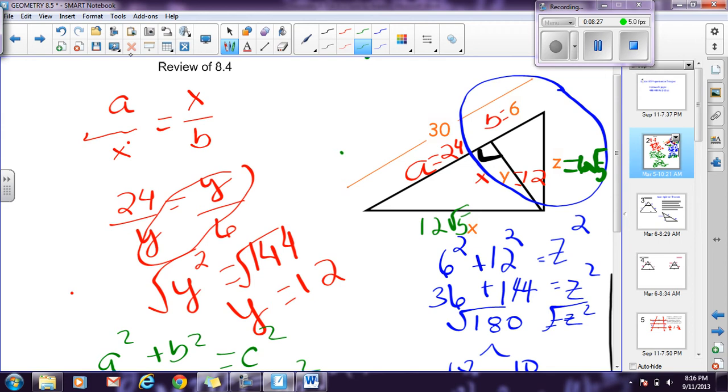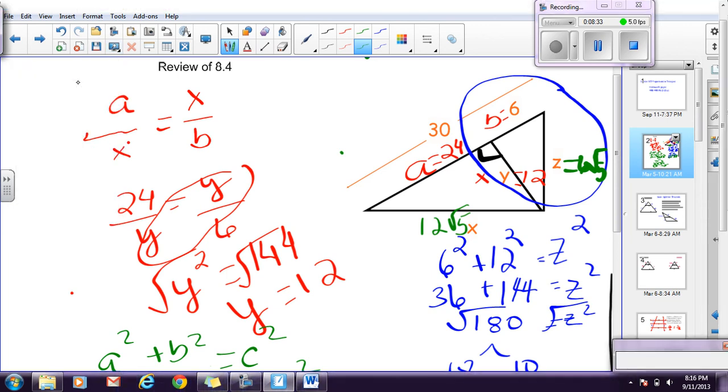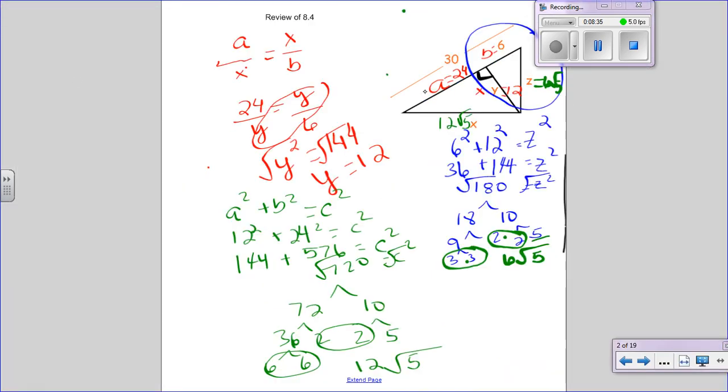There you have it. If you want to see the whole big picture, I can show it to you right there, full screen. Okay, what we did is we first found the geometric mean of this guy, okay, and then by doing a over x, x over b, 24 over y, y over 6, we found it was 12, and then we just did Pythagorean theorem to find out this guy over here and this one over here, which is pretty simple, with 24 and 12 as a and b, and then 6 and 12 as a and b.